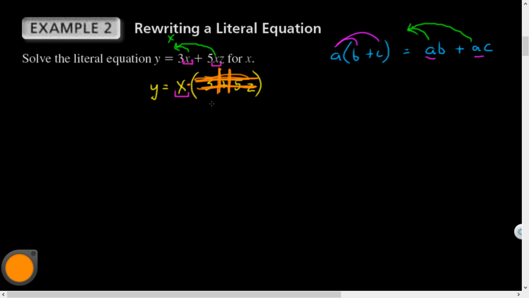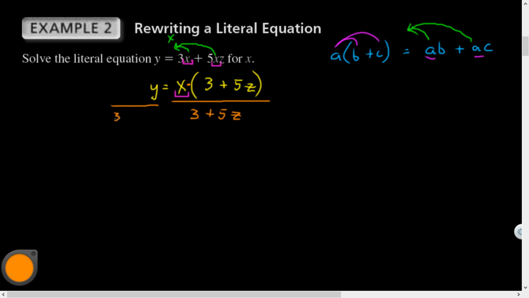You can flip it around the other way if you want. When I have x times a number, what do I do to undo that multiplication? What's the inverse? I'm going to divide both sides by this number, and it will cancel out. So that's what we're going to do. We've got to squint at this and pretend that this is one big number. So I'm going to divide both sides by 3 plus 5z. This side too.